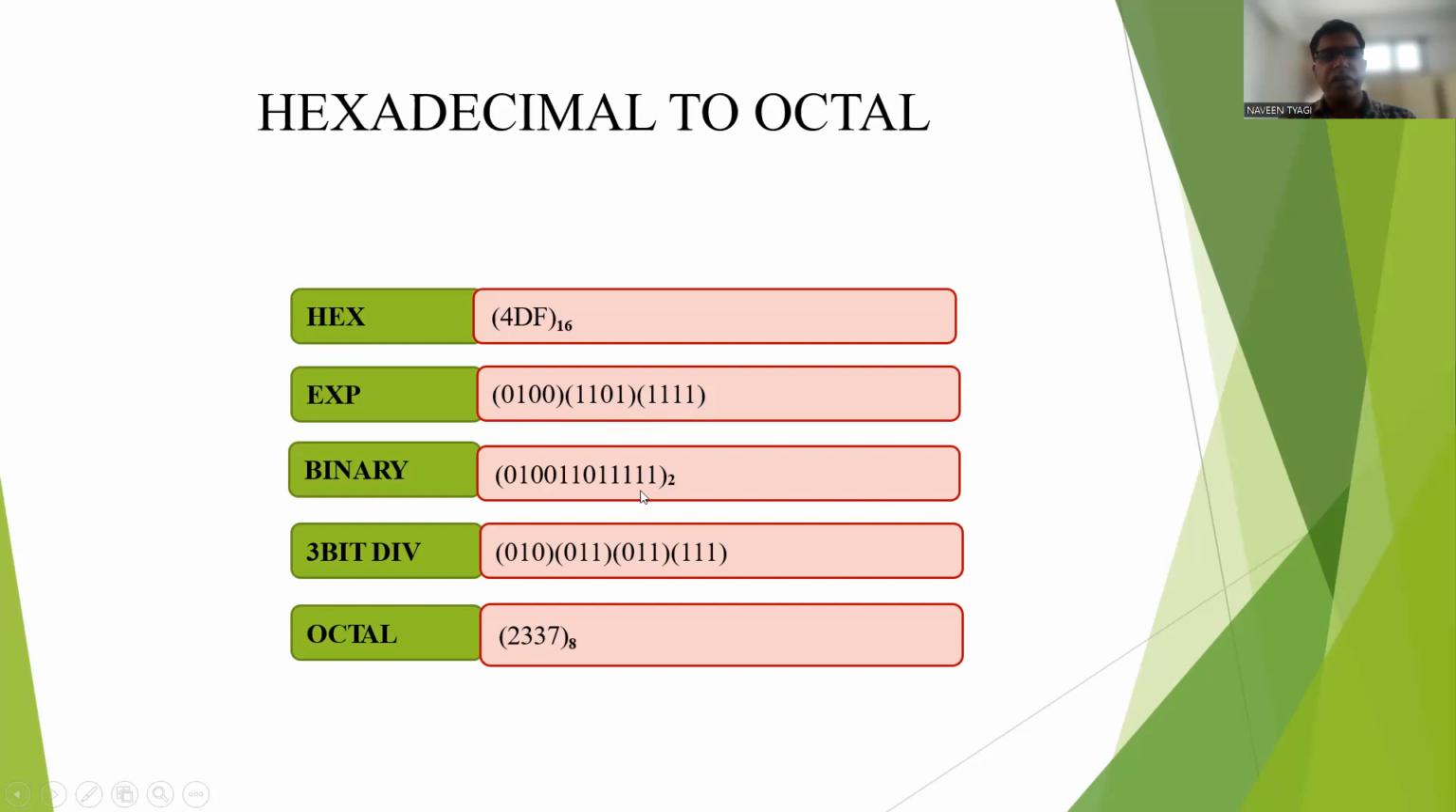Now, next what to do? We apply a 3-bit division method here, because we have to convert into octal form, and in octal, a 3-bit binary group is equivalent to 1 octal digit. So this 3-bit binary number is equal to 7. 011 is equivalent to 3, and 010 is represented by 2. Now after that, combine all these, it will form 2337, which is equivalent to 4DF.